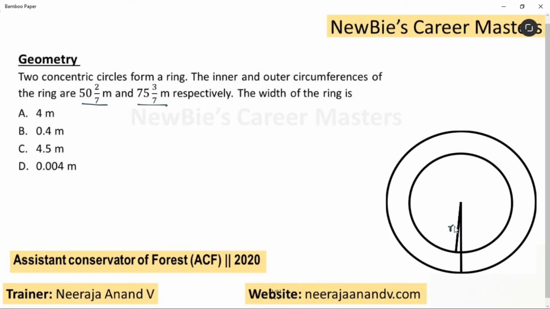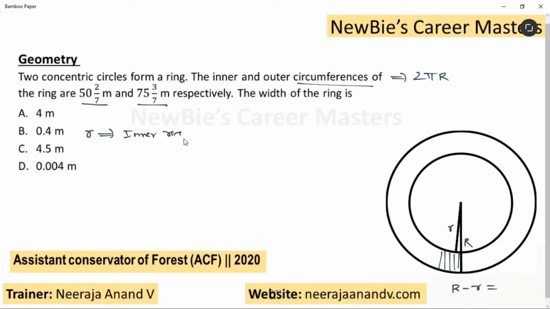This is small r and this is big R. The width of the ring is this one. They're asking for this. Just get the radius of the bigger circle and the radius of the smaller circle. Take the difference. You will get the answer. Simple. Formula for the circumference of the circle is 2 pi r. Here r means radius. Pi value is 22 by 7. Now let's get the small r value.